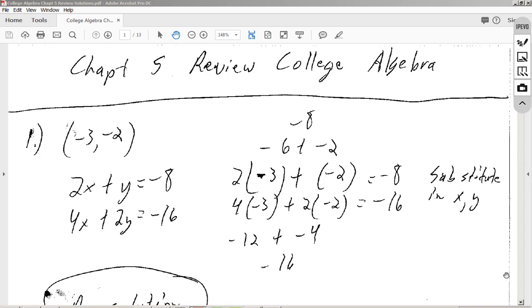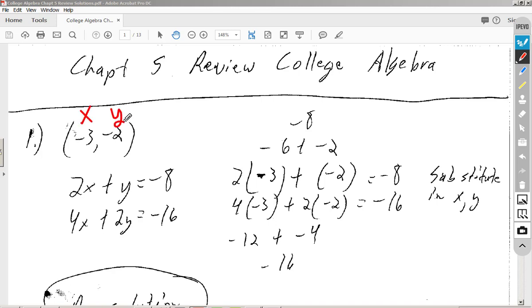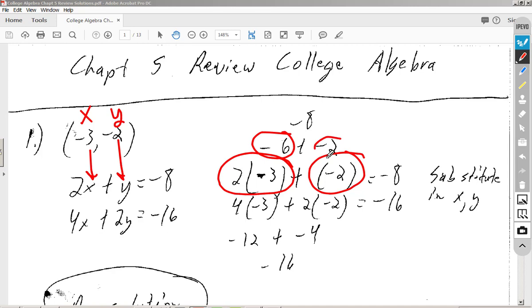So if you remember, this -3 is our x value, and -2 is our y. Now it's just a matter of substituting into the equation 2x plus y equals -8. So we get 2 times -3, and then substituting the -2. 2 times -3 is -6, and -6 plus -2 is -8. So that is true for the first equation.